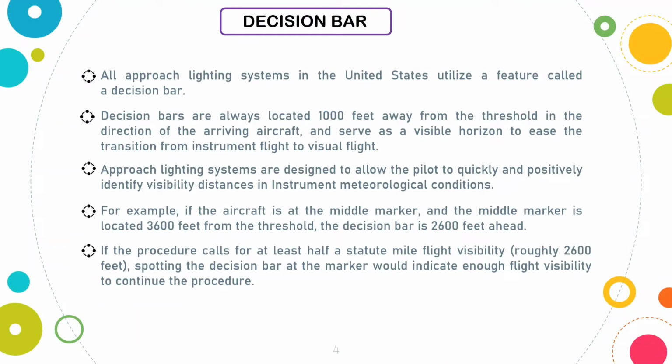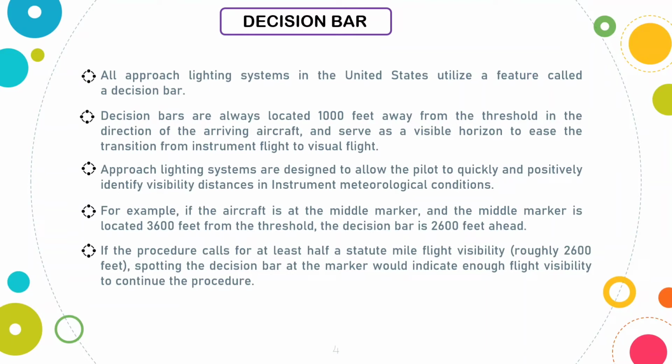Decision bar. All approach lighting systems in the US utilize a feature called a decision bar. These are always located 1000 feet away from the threshold in the direction of arriving aircraft and serve as a visible horizon to ease the transition from instrument flight to visual flight. Approach lighting systems are designed to allow the pilot to quickly and positively identify visibility distance in instrument meteorological conditions. For example, if the aircraft is at the middle marker, located 3600 feet from the threshold, the decision bar is 2600 feet ahead.